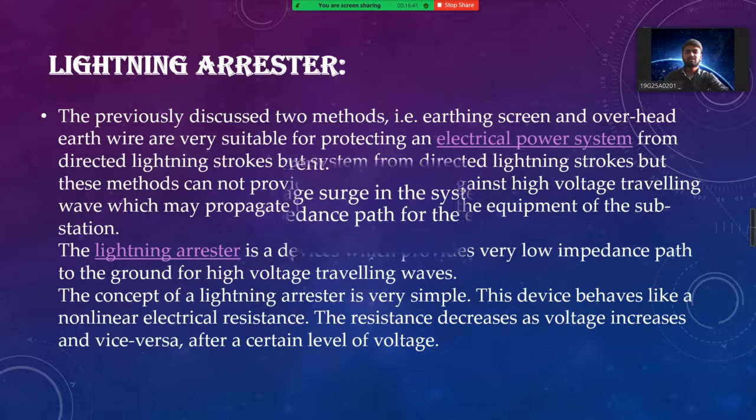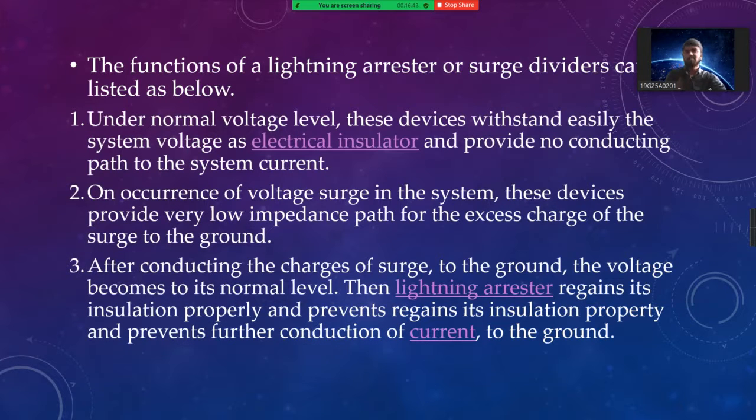The functions of lightning arresters or surge dividers can be listed as below. Under normal voltage level, these devices withstand the system voltage easily as an electrical insulator and provide no conducting path to the system. On occurrence of a voltage surge in the system, these devices provide a very low impedance path for the excess charge of the surge to the ground.